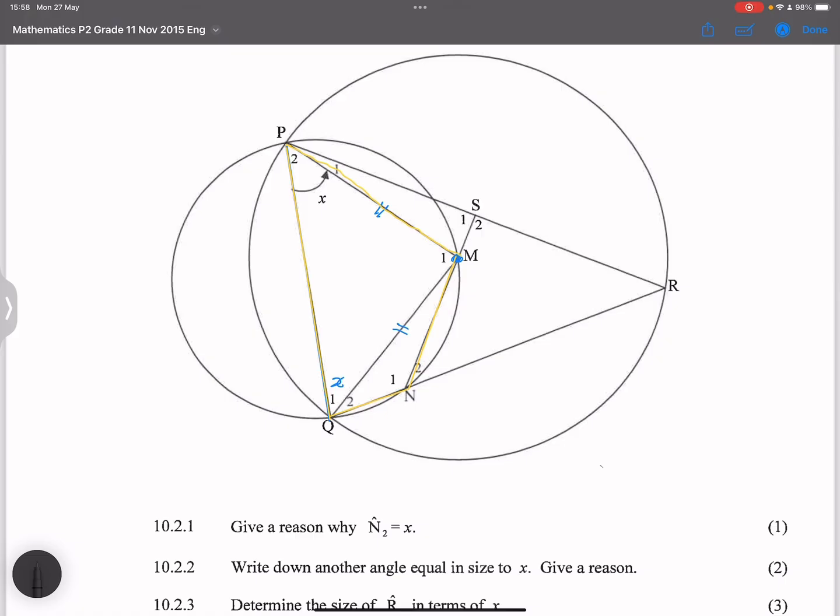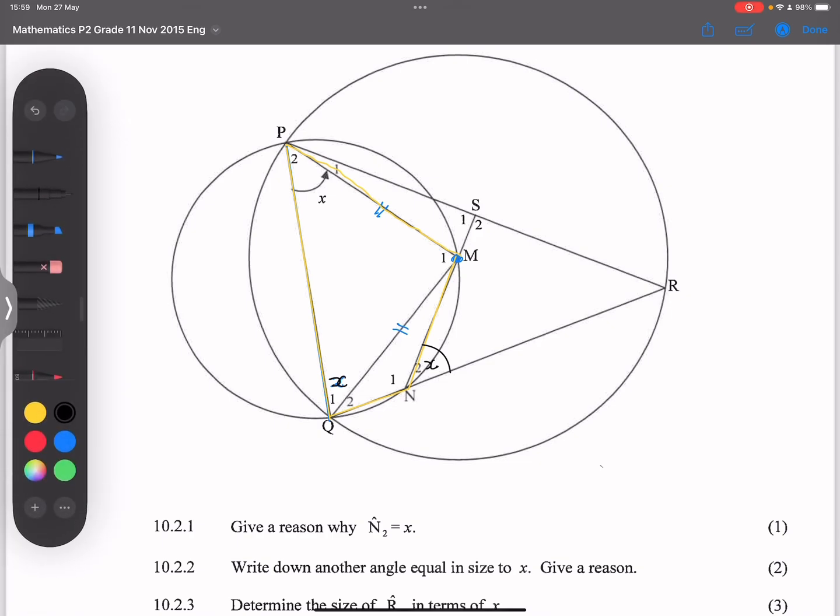So firstly, I can see that Q1 would be equal to X. I said that because triangle PMQ is an isosceles triangle. But I want you to note, it means that N2 is also equal to X. Why is that? It is an exterior angle of a triangle, isn't it? So in this case, that angle is also equal to X. All right. Is there any other angle either equal to X or related to X? Well, just something to note there. I can see that N1 would be 180 minus X, right?